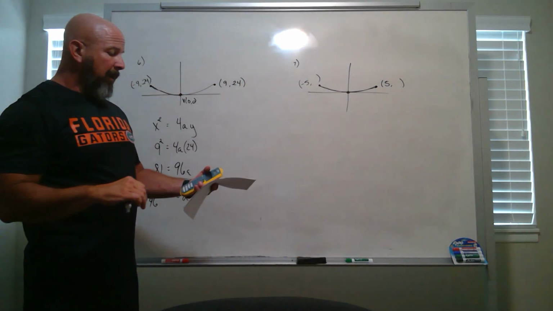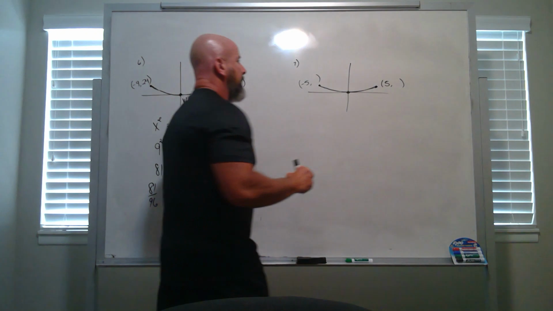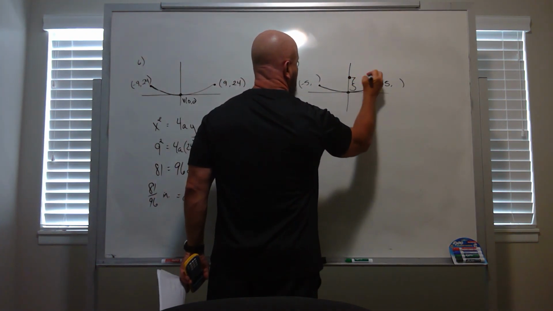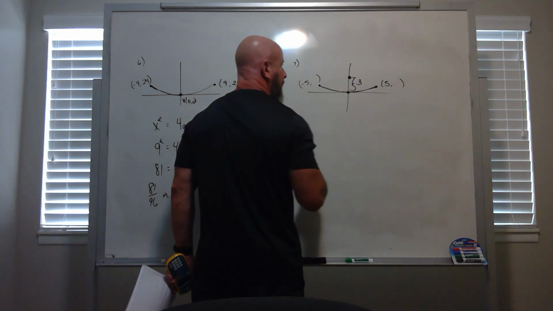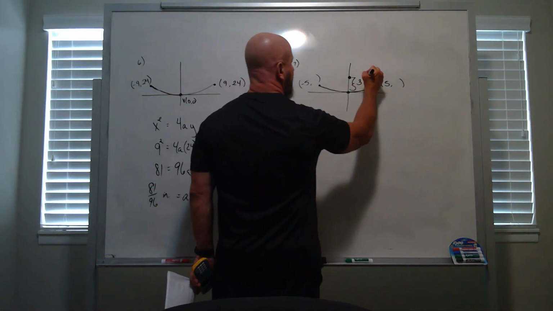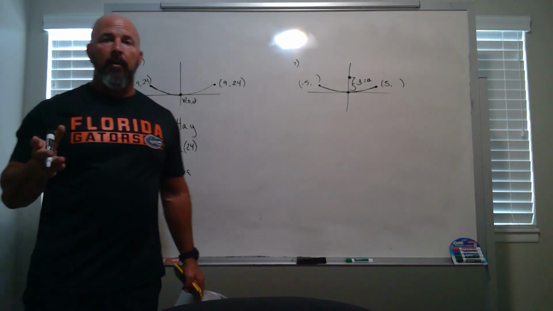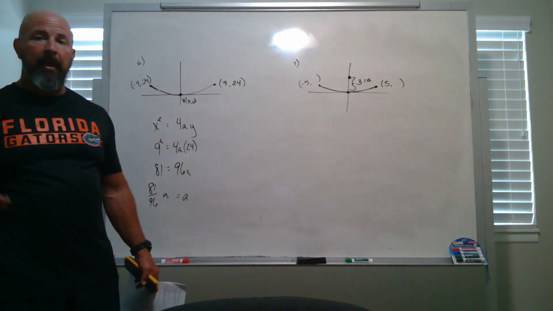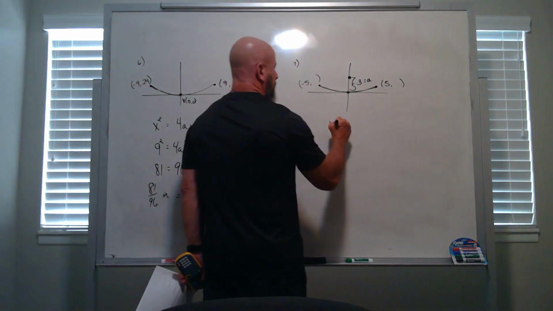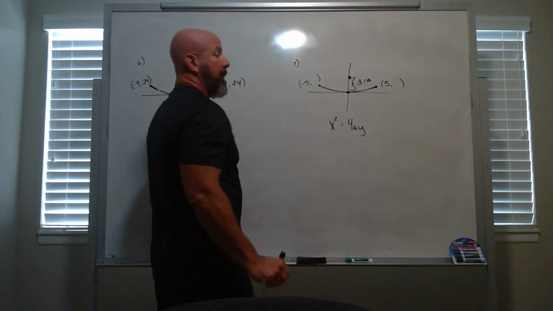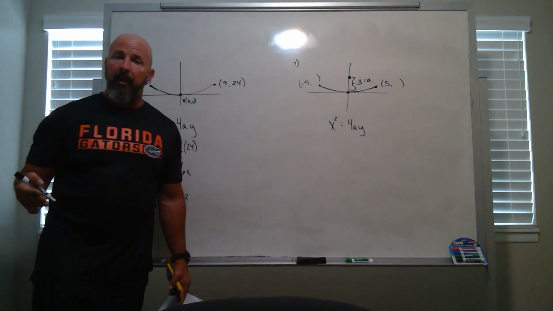But I was given the information that there is a focus right here 3 feet away. And that 3 is the a value. That was the distance from vertex to focus. So, build my equation. Again, I'm going to have x squared is 4ay, because I know h and k are 0, 0. That's the way I created it.